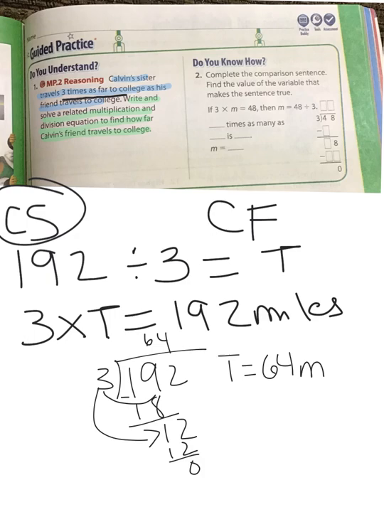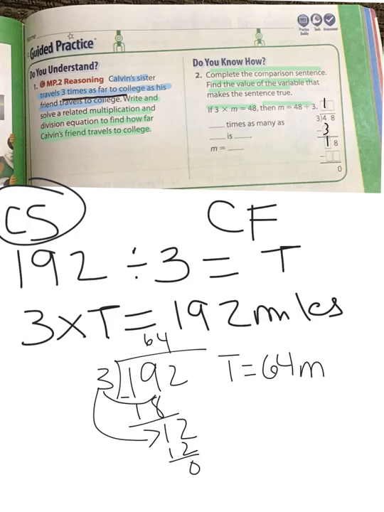Let's look at number 2. It says, complete the comparison sentence. Find the value of the variable that makes the sentence true. If 3 times m equals 48, then m equals 48 divided by 3. So let's divide. I know 3 goes into 4 at once. 3 times 1 is 3.